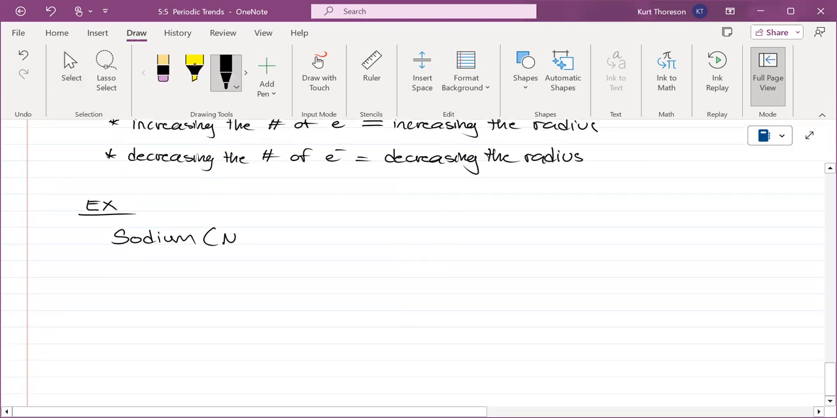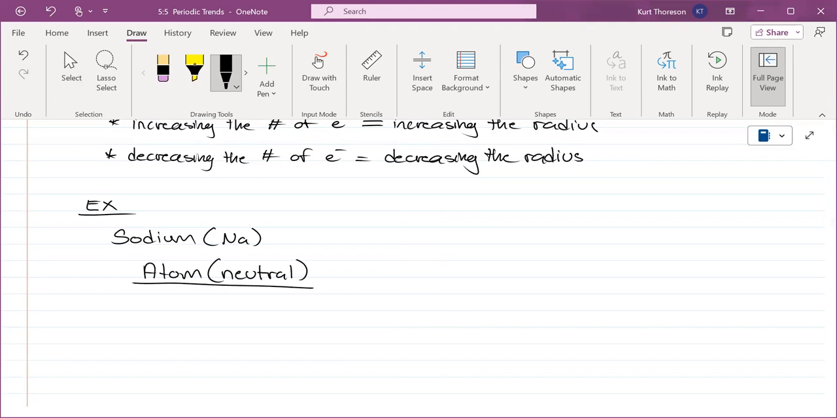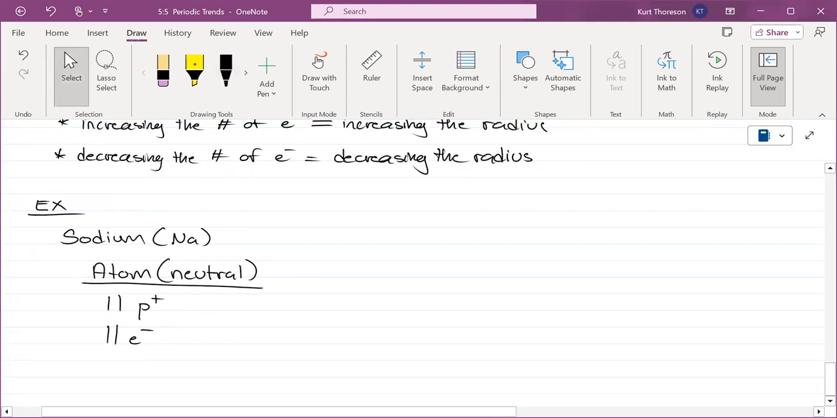Sodium is Na. As an atom, it has to be neutral. So sodium has 11 protons, 11 electrons. Okay? As an ion, it has to be charged.